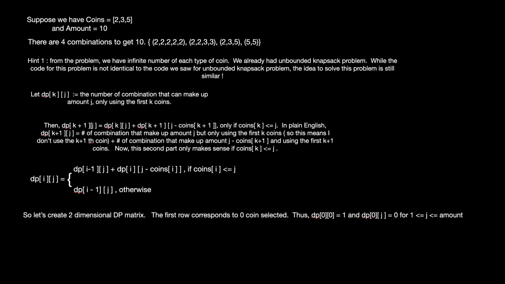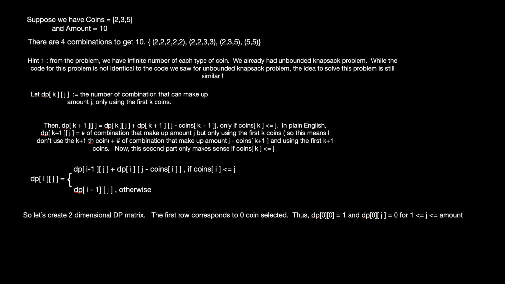Coins 2, 3, and 5, and amount 10. I came up with that example because the example we just saw is a bit too simple, and there are four combinations to get to 10. So that's my hint 1.